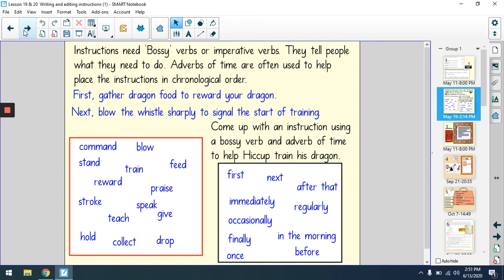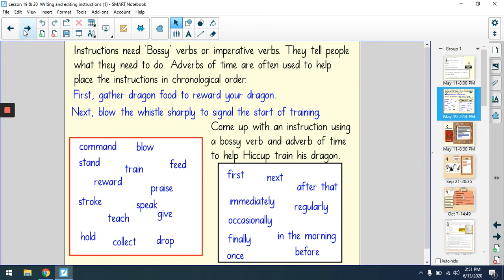So I'd like you to come up with 5 different instructions. Give as much detail as possible. The 2 examples in blue. First, gather dragon food to reward your dragon. So we've taken the time adverb first, we've taken our imperative verb gather. And then next, blow the whistle sharply to signal the start of training.